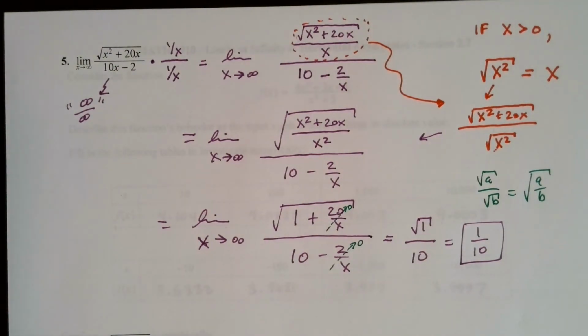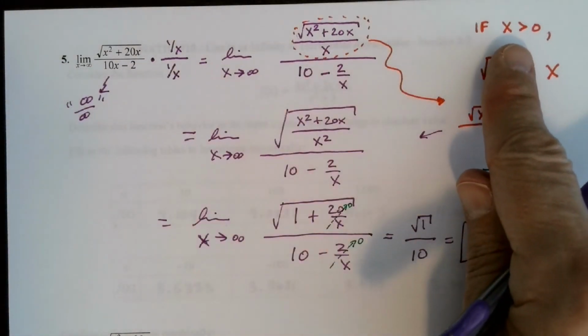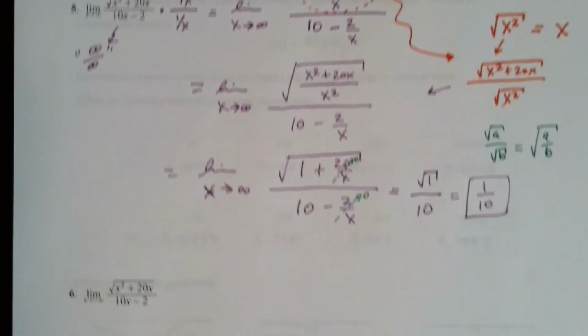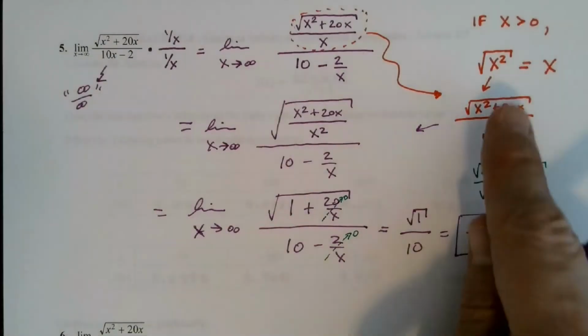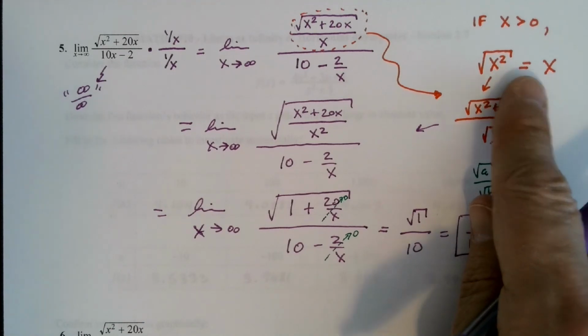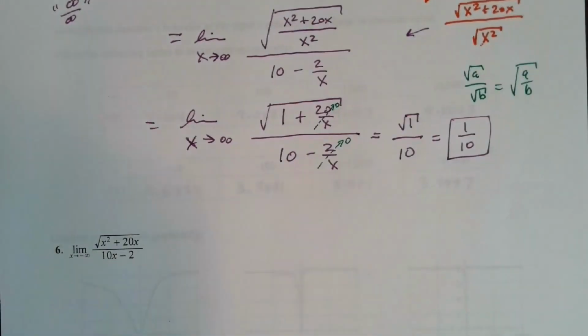Okay? Now, what happens if I take the limit as x goes to negative infinity? Well, something's going to change, and in fact, this statement here is not true anymore. I'm going to negative infinity, x is not greater than 0. So is this statement here true if x is less than 0? Answer, no, it's not.